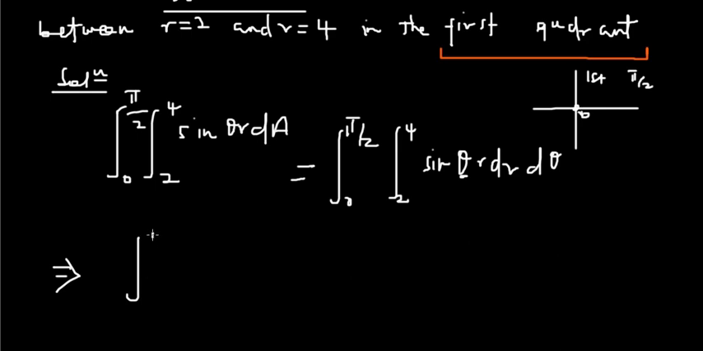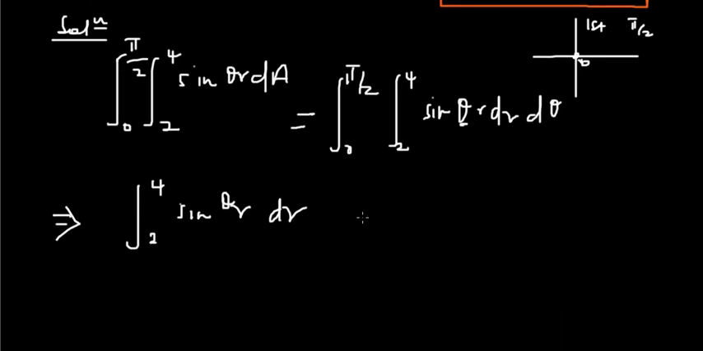So we have 4 on 2, and then sine theta r, and then the dr. So we are integrating with respect to r. When you integrate with respect to r, it is something like integrating x. You end up at 1 on 2 x squared. That's the main concept.